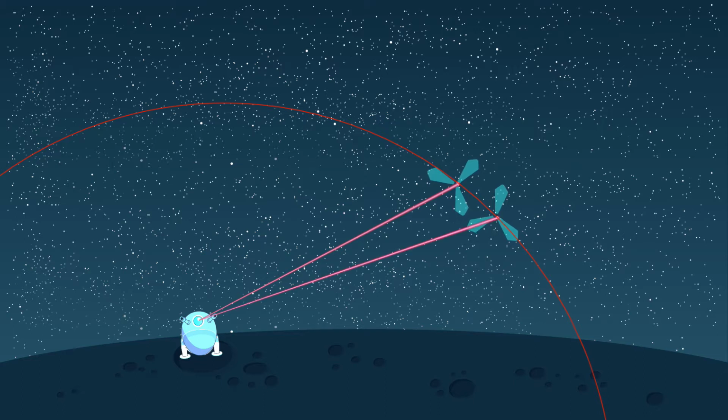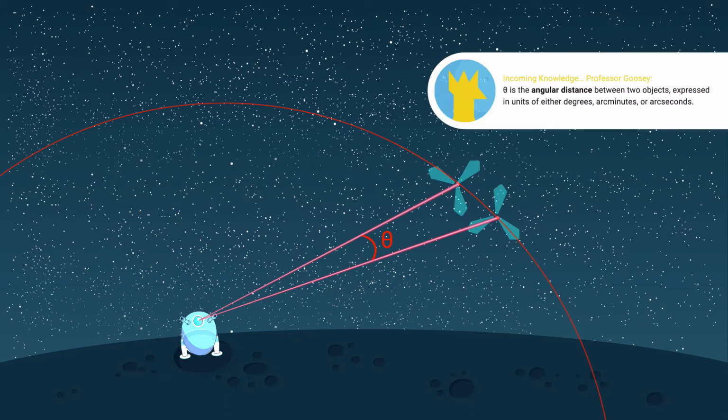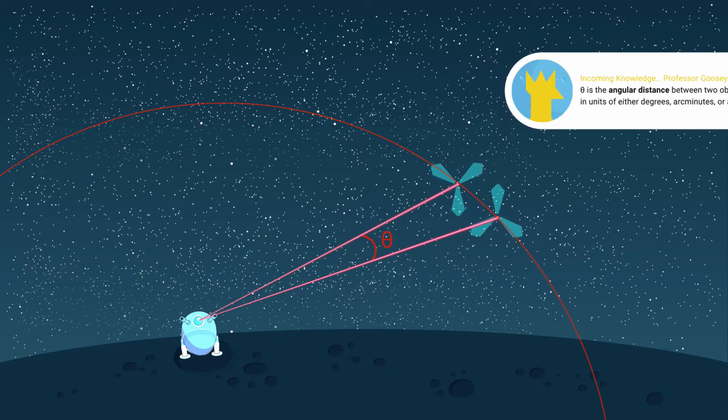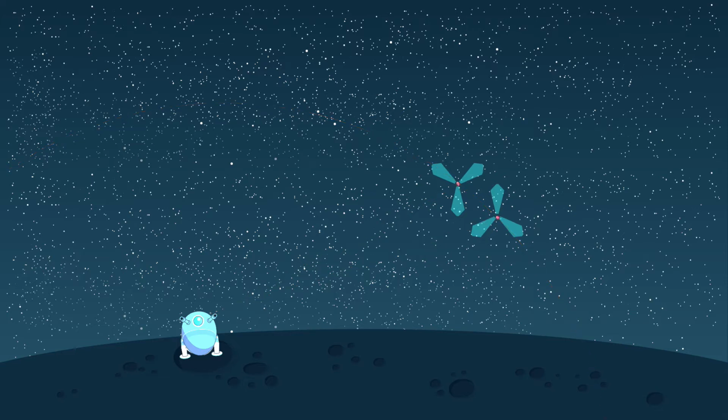If you shoot lines out from a fixed point to two stars, you can trace out an angle between these two lines. This is called the angular distance, theta, which is the number of degrees that separates one star from another. From our spot on Earth, objects in the sky can appear really close to each other, so we need smaller units to measure the angular distance.